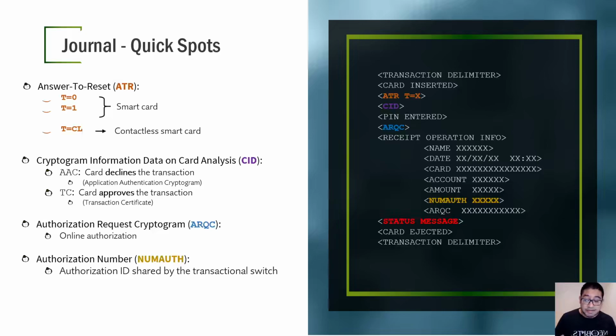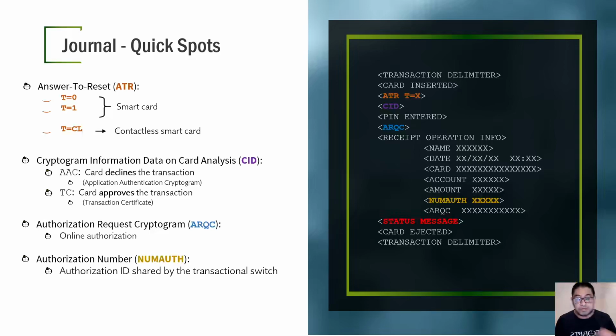So if we have an AAC, that means that it's an application authentication cryptogram, and that the card declined anything to do with that card. But if we have a TC, that is a transaction certificate, we will know that the card approved the transaction. Then we will have our authorization request cryptogram that will make the online authorization.